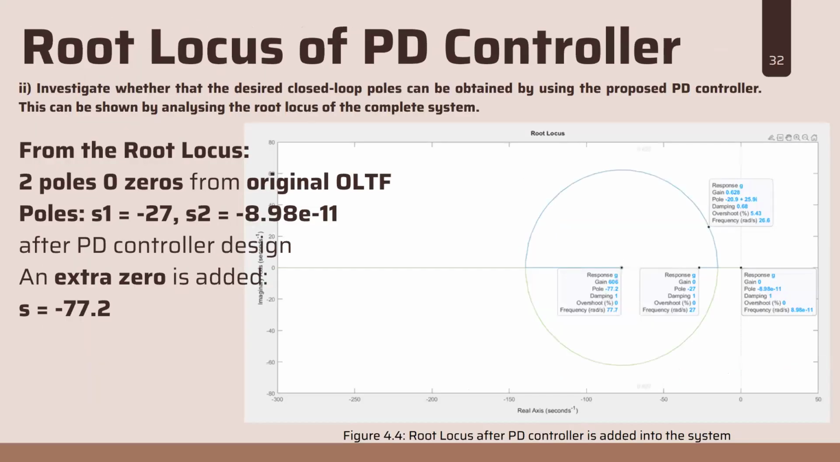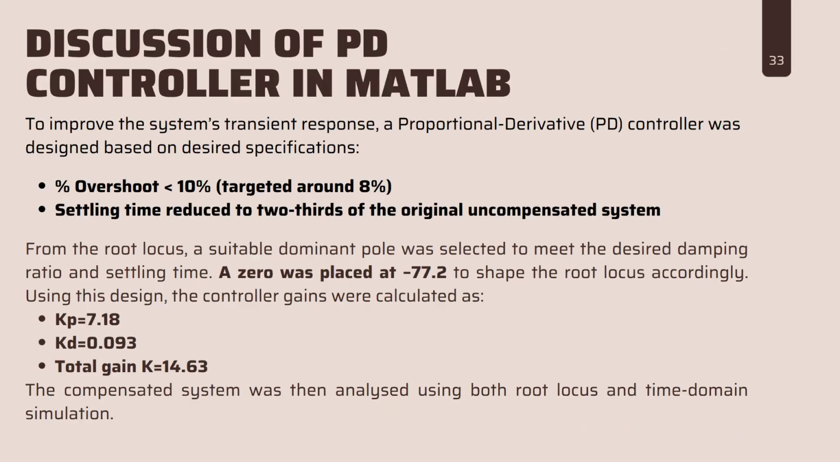So this is the root locus of the PD controller, where our original open loop transfer function has 2 poles and 0 zeros, where the poles are at negative 27 and negative 8.98 times 10 to the power of negative 11. So after the PD controller design, an extra zero is added at S equal to negative 77.2. So next.